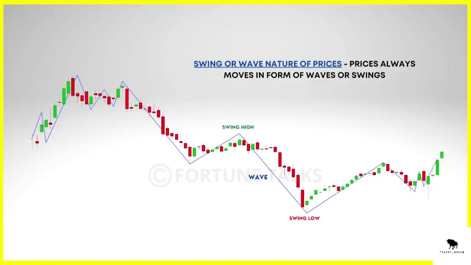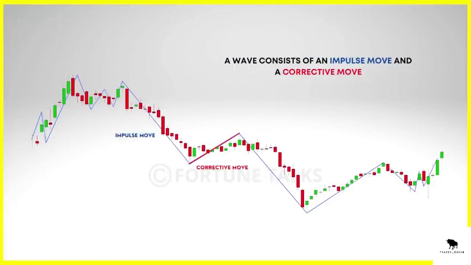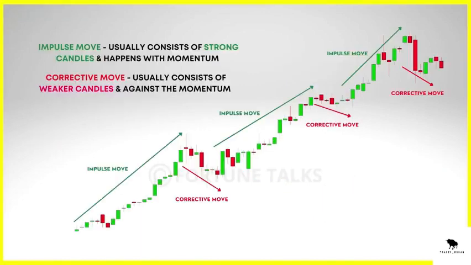That is, prices just don't go up and down all at once, but instead move in the form of swings or waves where there will be an impulse move followed by a corrective move. The impulse move is where the momentum happens, the strong price move which happens with strong candles and rather quickly, while the corrective or retracement move is the price move against the ongoing momentum, and it may be due to short-term profit booking by traders and is usually associated with weaker candles.